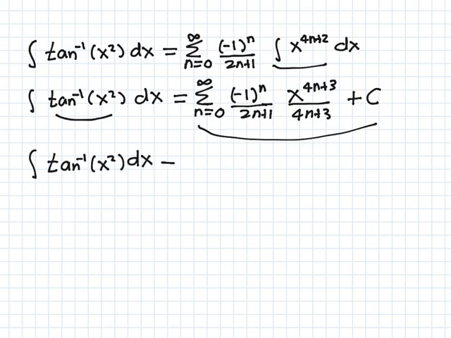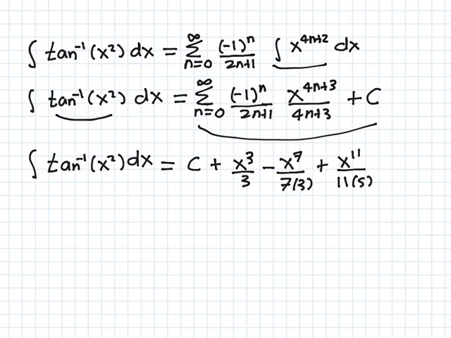Let's plug in n equals 0, and we're going to get, let's put the constant c first, x cubed divided by 3. n equals 1, we get minus x to the 7 divided by 7 times 3. And n equals 2, we get x to the power of 11 divided by 11 times 5. n equals 3, we get minus x to the power of 15 divided by 15 times 7. Of course, this is an infinite series. It goes on and on. So we have found the power series representation of the integral of tan minus 1 of x squared dx.